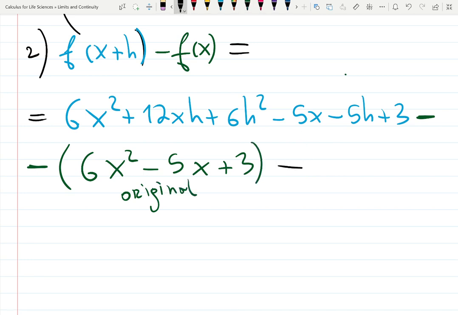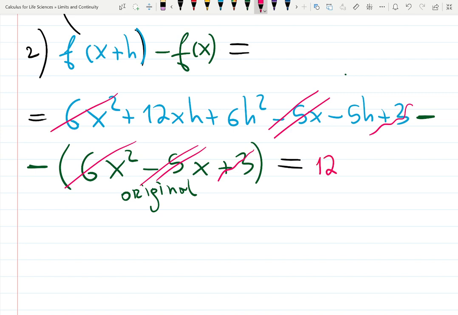Now I hope something will cancel out. Let's see. 6x squared and minus 6x squared goes away. You distribute a negative sign, remember? What else? Minus 5x and minus gives you plus. So that also goes away. What's more? 3 and 3. So basically whatever you see copied in the parentheses should go away. So the whole second part goes away. We're only left with 12xh plus 6h squared.